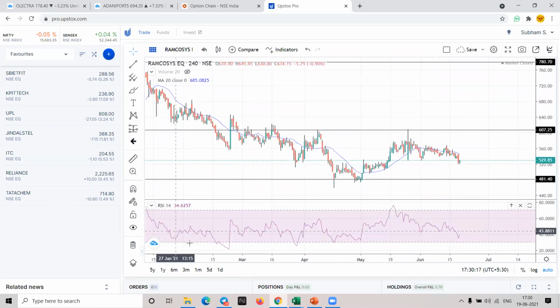This is how an RSI looks like. There are many ways of using RSI. This is one of the very good indicators. Moving average and RSI are the two top-notch, most used indicators. I have already explained moving average. In RSI, this tells us the strength of the move, how strong the momentum is.